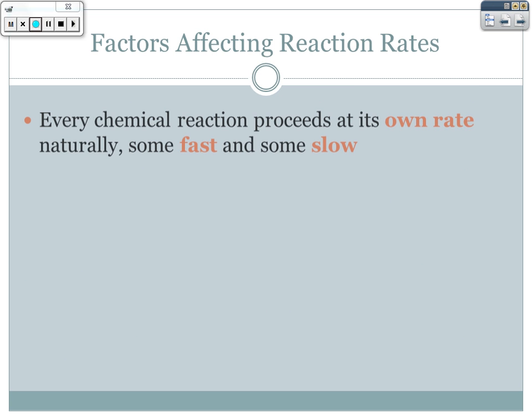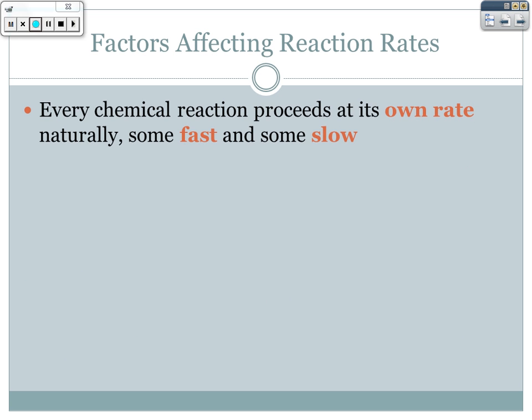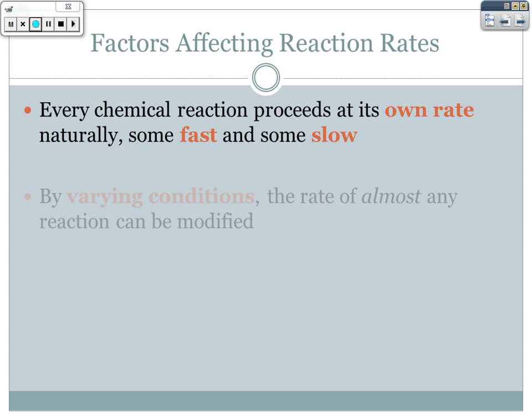So let's look at some factors affecting reaction rate. We're going to start talking about the likelihood of it going to products and reactants later, but right now we're just going to start talking about reaction rates and how they can be affected. So every chemical reaction proceeds at its own rate, naturally. Some fast, some slow.